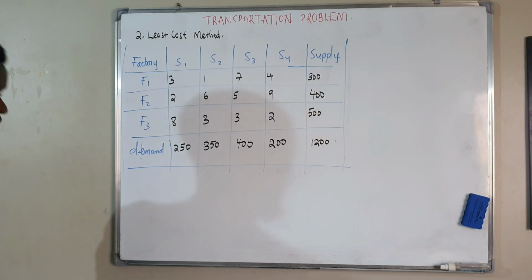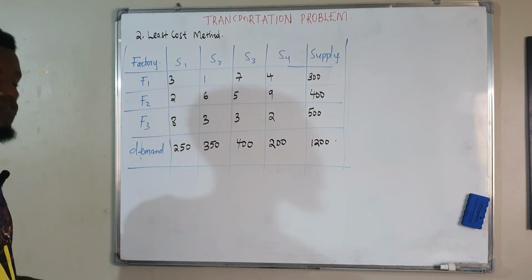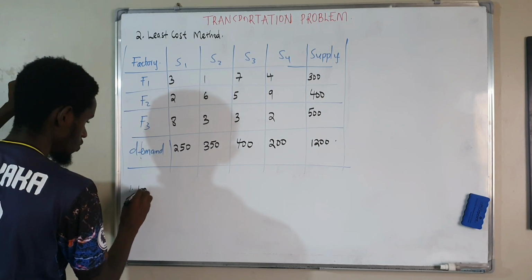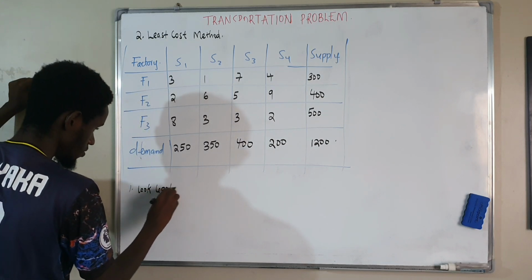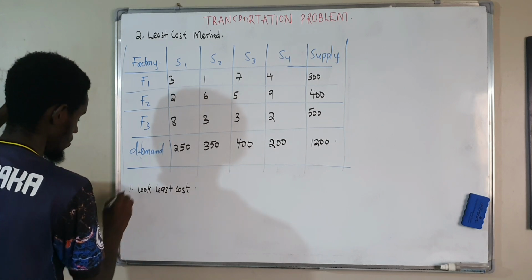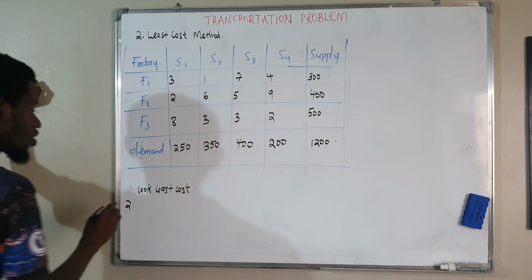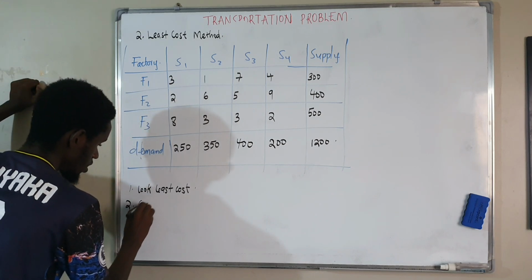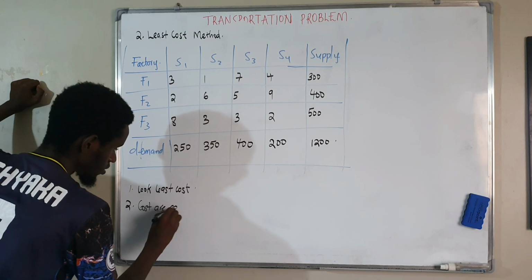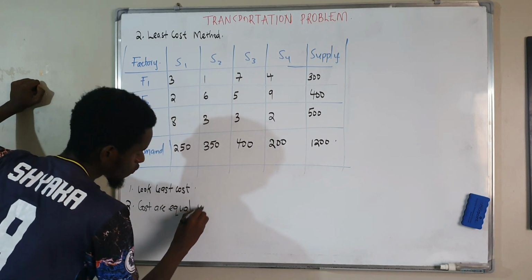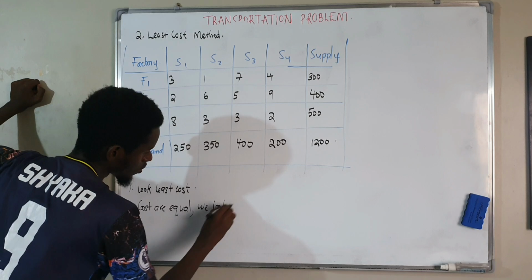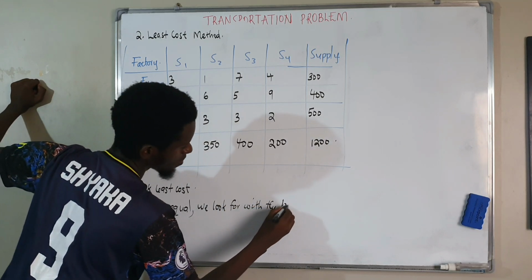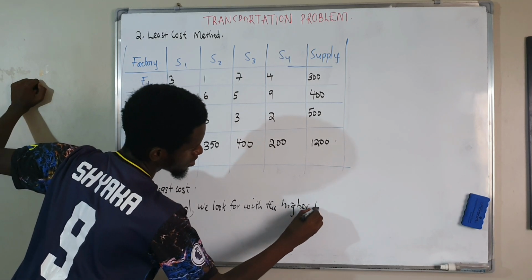Now for the least cost method, note the following. Number 1, we look for the least cost. Number 2, if the costs are equal, like if we have 2 equal costs, now we look for the one with the higher demand. Go with the one with the higher demand.